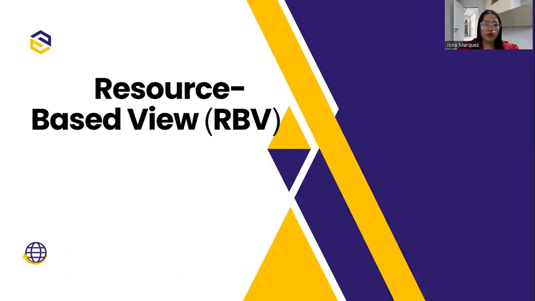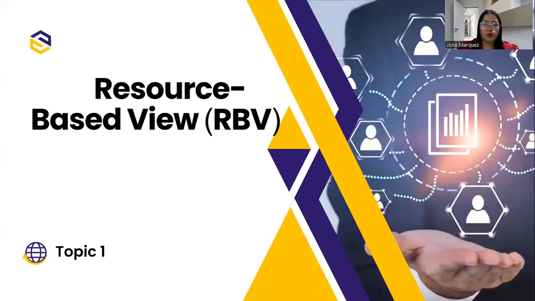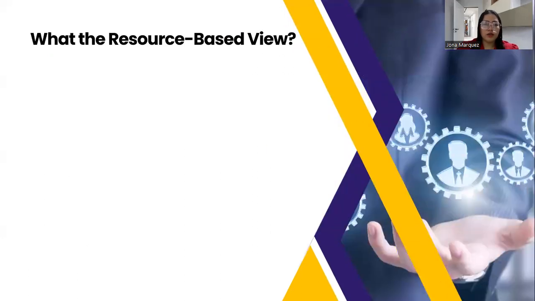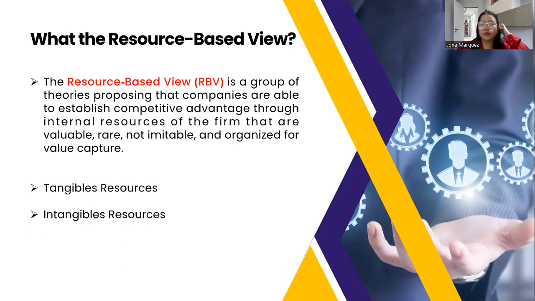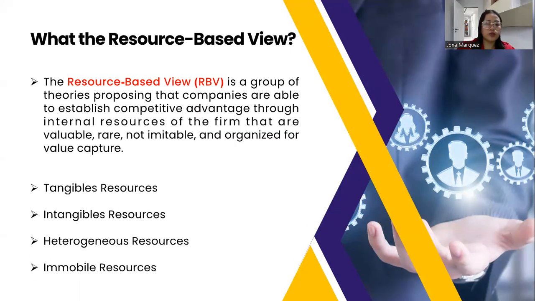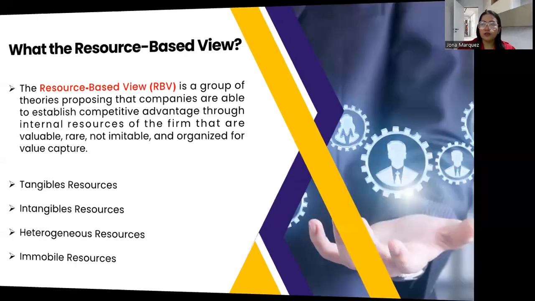So let's proceed with the resource-based view. Let's identify what RBV is. It is a group of theories proposing that companies are able to establish competitive advantage through internal resources of the firm that are valuable, rare, not imitable, and organized for value capture. So we have tangible resources, intangible resources, heterogeneous resources, and immobile resources. So let's discuss.